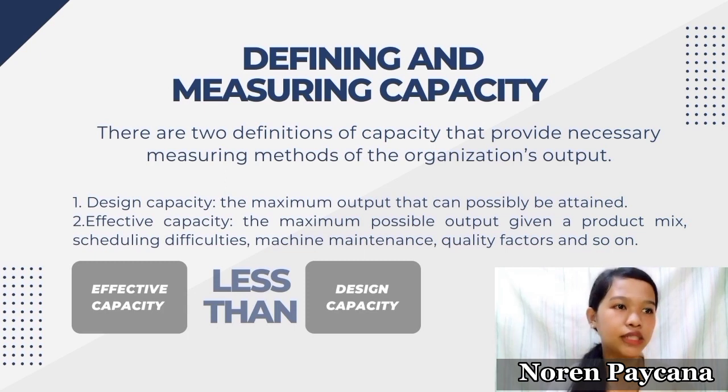So, what is design capacity? Design capacity is the maximum output that can possibly be attained by the organization, while the effective capacity is the maximum possible output given a product mix, scheduling difficulties, machine maintenance, quality factors, and other determinants of effective capacity. So, as you see in the PowerPoint, effective capacity is less than the design capacity. Why? Because there are the so-called determinants of effective capacity. So for us to have the idea what are those determinants, let us move on to the next slide.